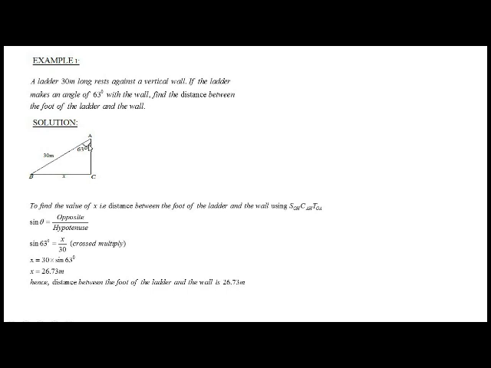63 degrees. Then I said, find the distance between the foot of the ladder and the wall. B is the foot of the ladder and C is the foot of the wall. If you look at it from the question, they said the ladder is 30 meters long. That means the length of the ladder is 30 meters.